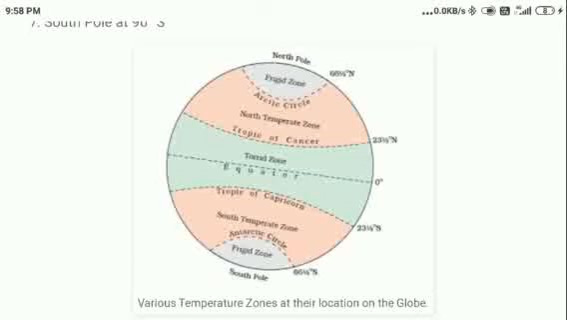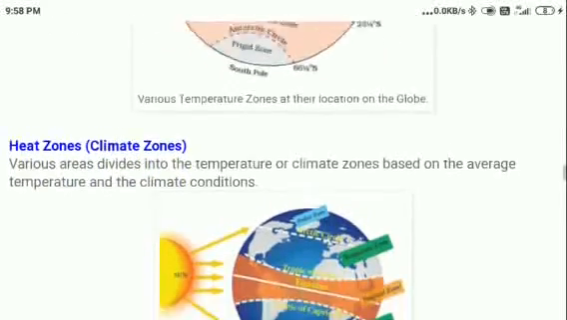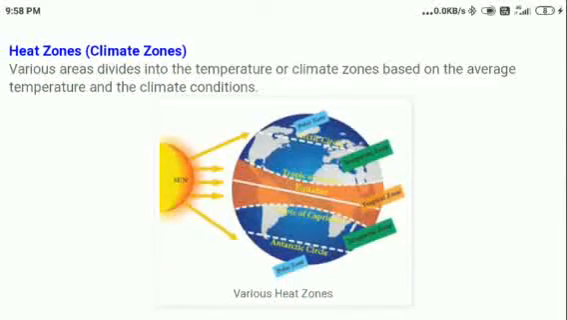This Frigid zone is very cold and this Torrid zone is very hot, and in between the temperature is moderate, that is why they are called temperate. Moderate temperature, that is why we are calling them temperate zones. So that is how these three important temperature zones are found on the Earth. These are called heat zones. And why they have different types of temperature, let us understand that.